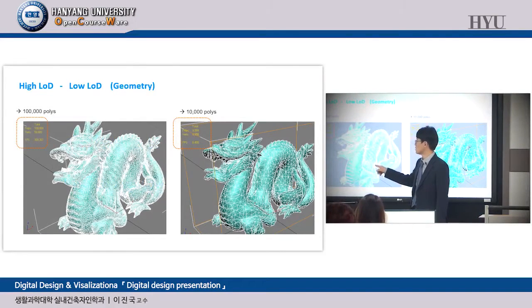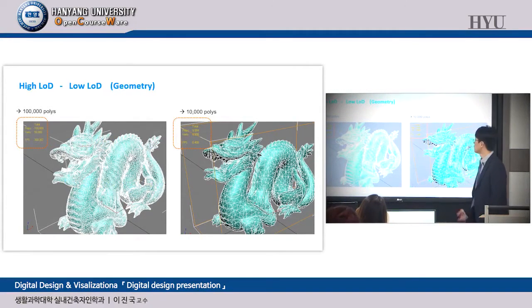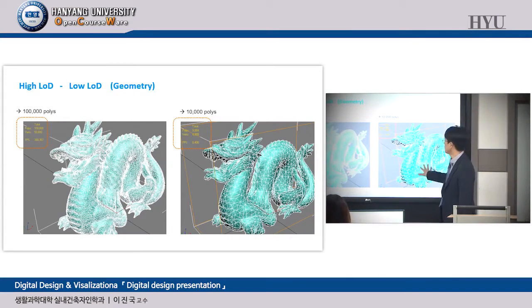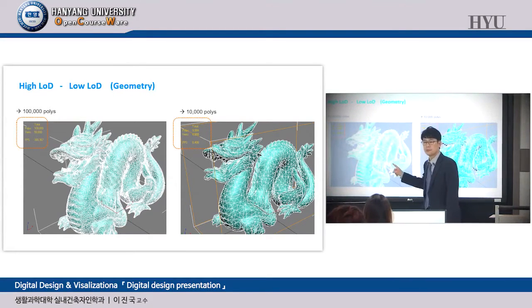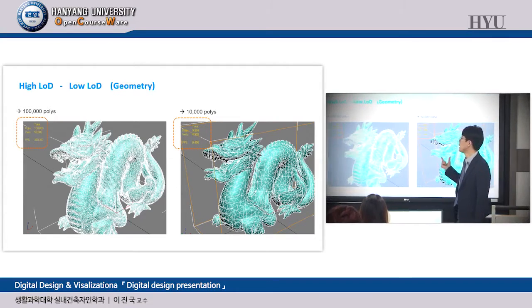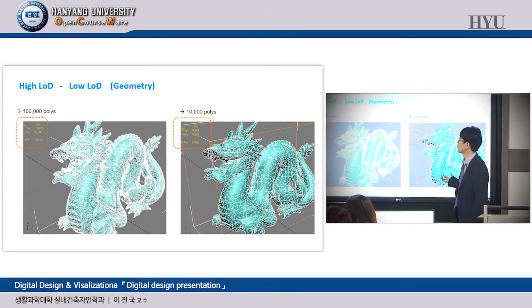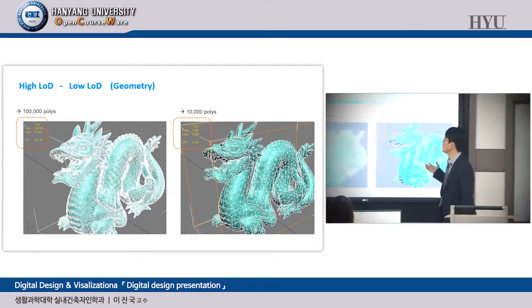Take a look. This is the original file of the Stanford Dragon, which has 100,000 polygons. Another one has 10,000 polygons. So this original Stanford Dragon has 10 times more polygons, okay? So in terms of level of detail, which one is high LOD? Of course this one, okay? This is a higher level of detail, and that is a lower level of detail.